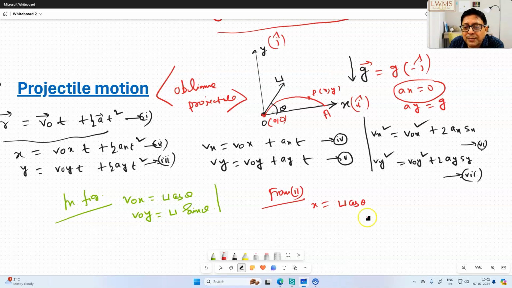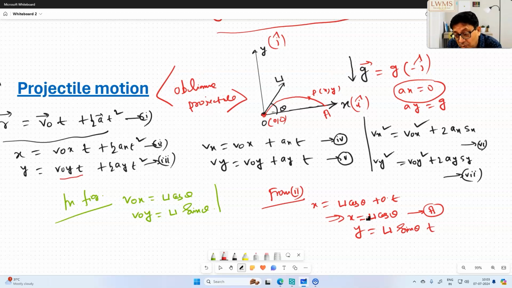So ax will be what? 0 into t. So this is becoming x equal to u cos theta t only. I am taking this one as equation A. Y going to be what? v0y, u sin theta. Here I am using this equation: y equals u sin theta t, plus, no, minus, because g is downward, minus half g t square. Clear? So, although it is 2-dimensional motion, we have reduced it to 1-dimensional motion concept.